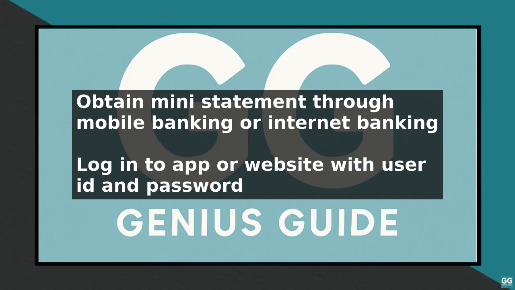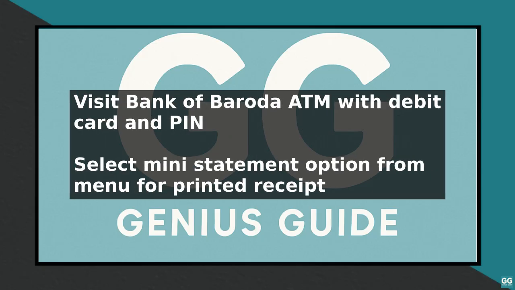To obtain a mini statement through internet banking, log in to the Bank of Baroda website using your user ID and password. Click on the account summary or transaction history tab, where you can view your recent transactions and account balance. You can also obtain a mini statement by visiting a Bank of Baroda ATM.